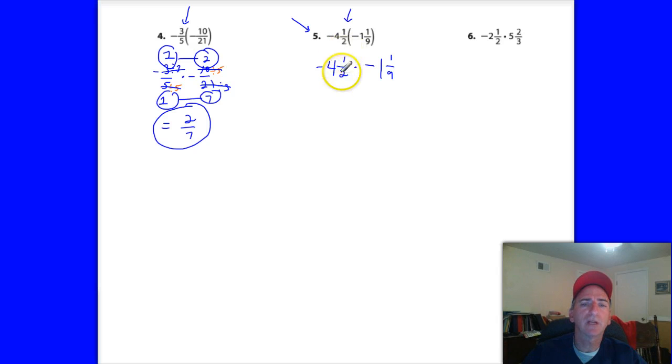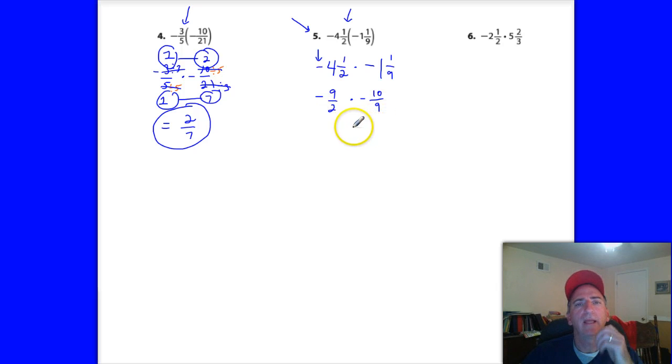So you're going to do your check mark trick, right? 4 times 2 plus 1. That's 8 plus 1 is 9. It's a negative number, so it's negative. You just put down negative, then you go 4 times 2 plus 1. That's 9. And you keep the denominator the same, whatever it was. Do the same thing for the -1 and 1/9. 1 times 9 plus 1 is 10. It's -10 over 9.